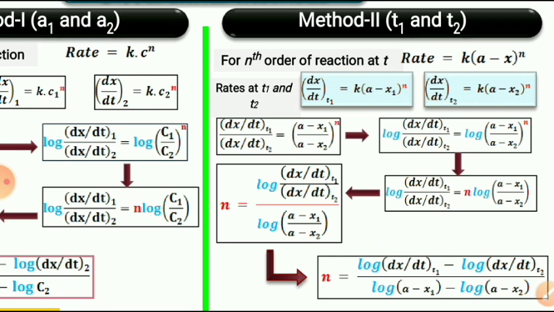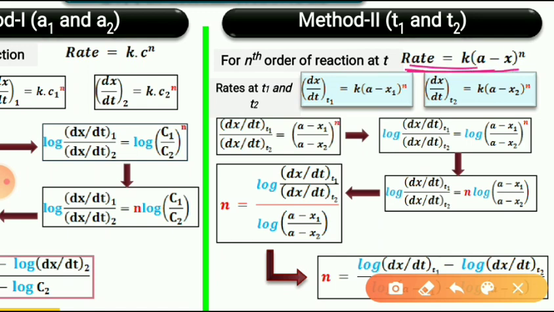For nth order, the rate can be given as rate equal to k into (a minus x) raised to n. This (a minus x) is the concentration of the reactant at time t. So the rate can be given like this: rate equal to k into (a minus x) raised to n, for two different times, t1 and t2.